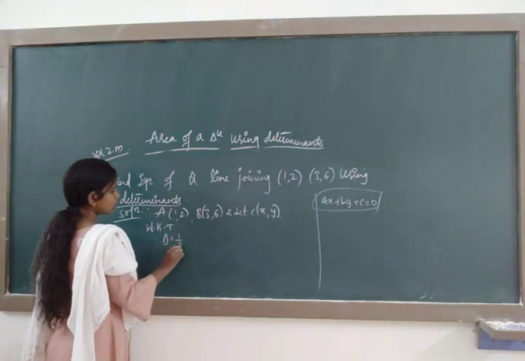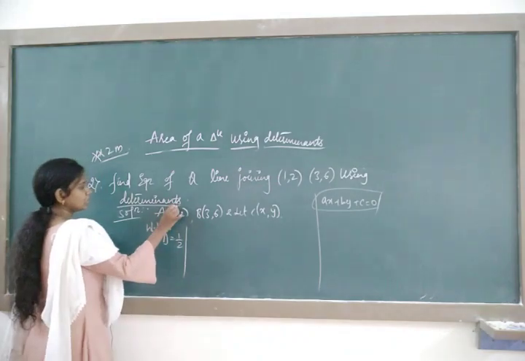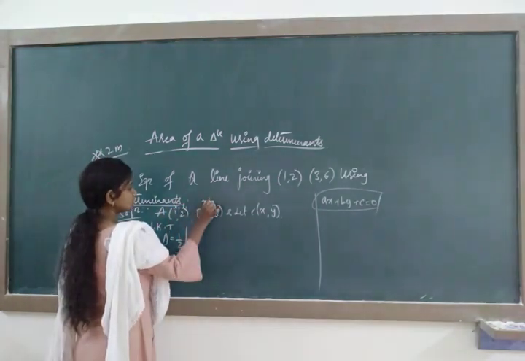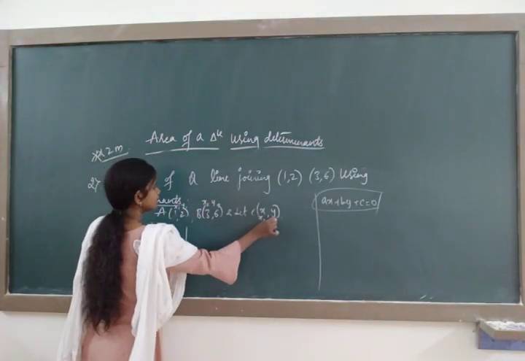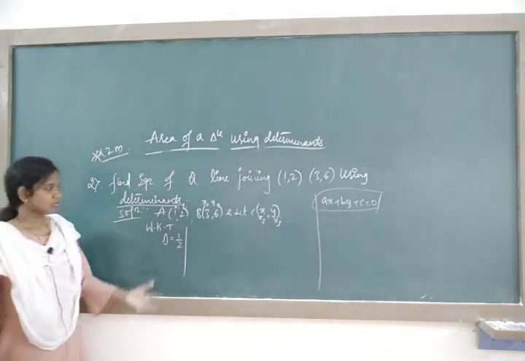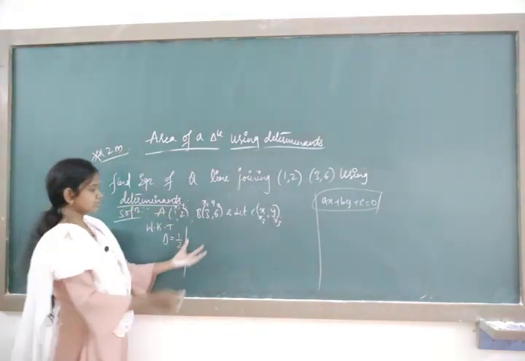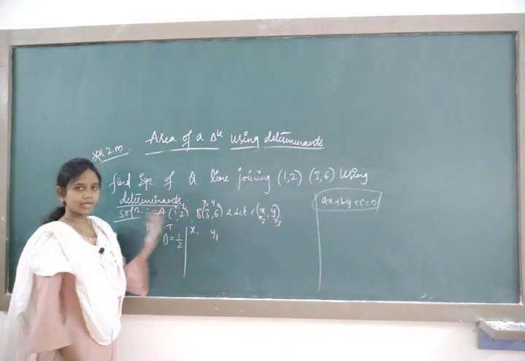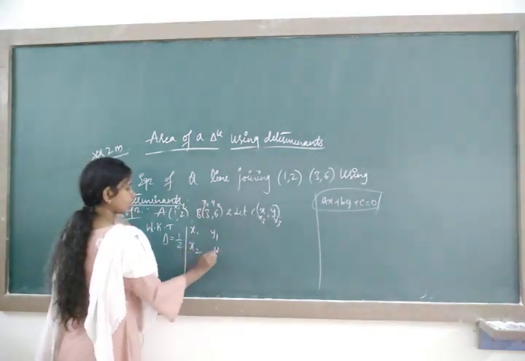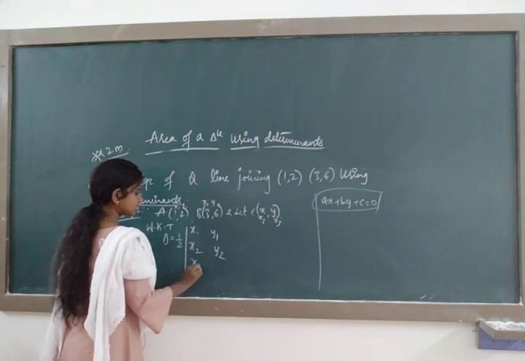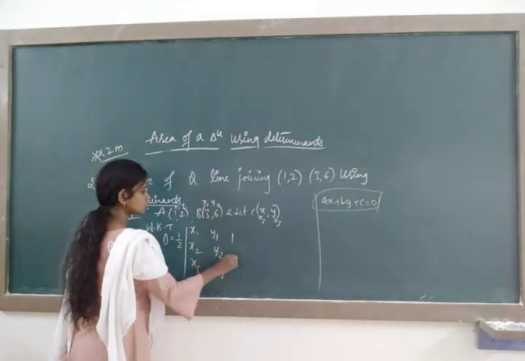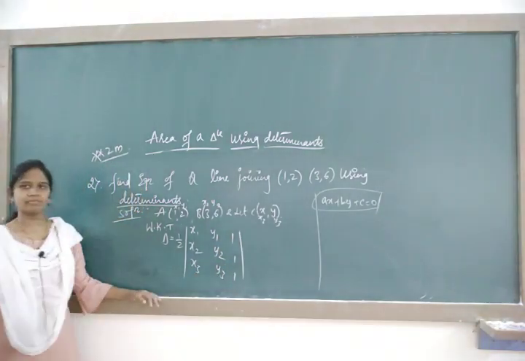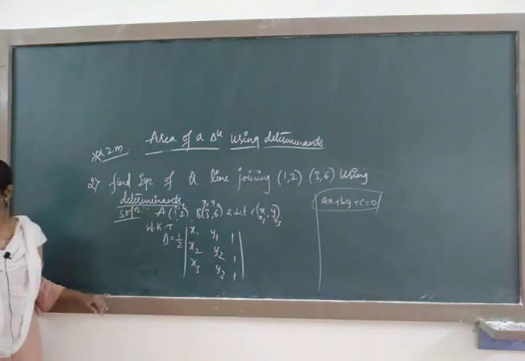delta is equal to half of this determinant. Denote the first point as x1, y1, the second as x2, y2, and the third as x3, y3. So write x1 y1 as it is, leaving the space. Now write x2 y2. Now that will be x3 y3. The last column will be 1 1 1.